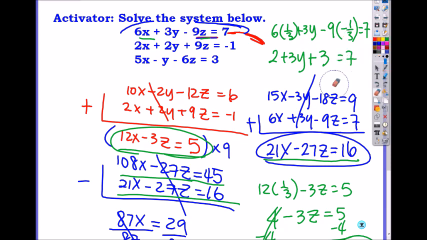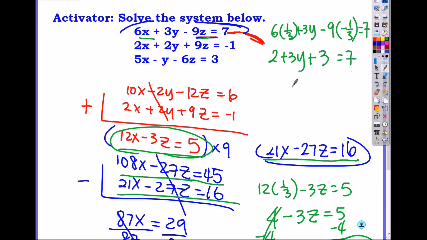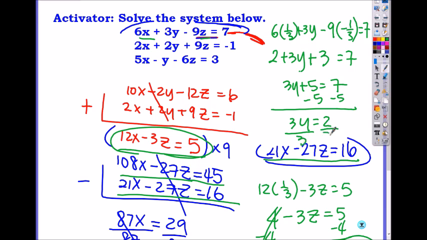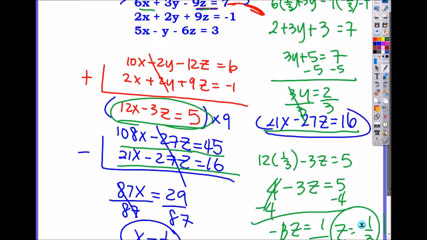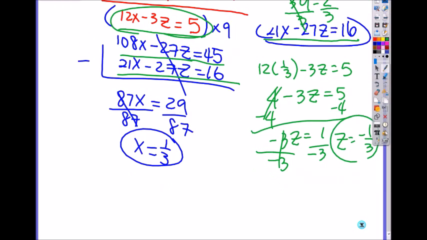So I have 3y plus 5 equals 7. So minus 5 from both sides. So 3y equals 2. Now you divide by 3 on both sides. So y equals 2/3. So what is your solution? You have to put it in ordered triple form. So it's x, y, z: 1/3, 2/3, negative 1/3.